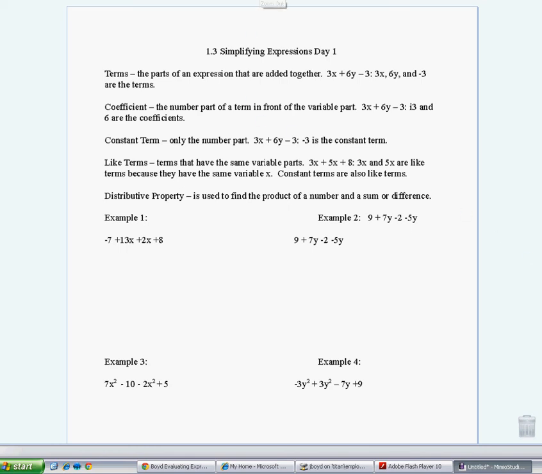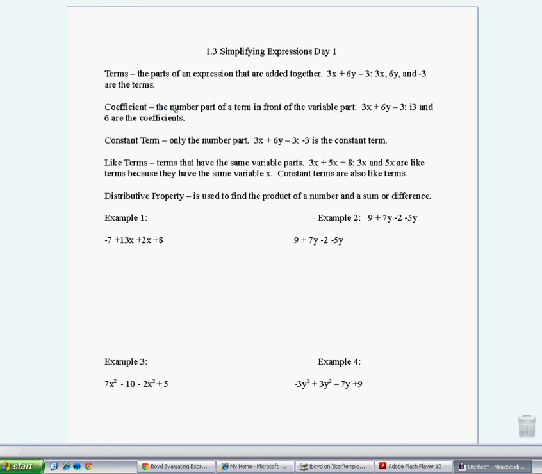Some of the vocabulary words we need today are terms. And terms just mean those are the parts of an expression that are added together. So if we look at 3x plus 6y minus 3, those individual pieces are called the terms. So the 3x, the 6y, and the negative 3 are the terms.